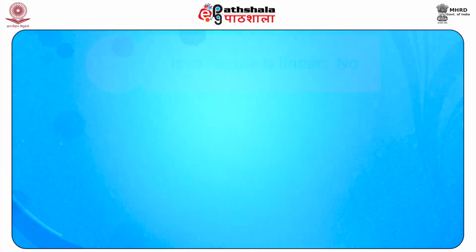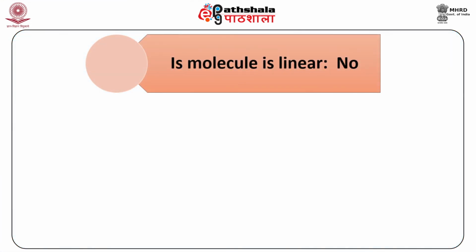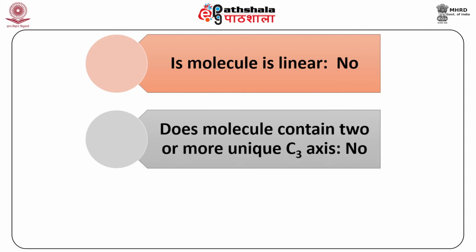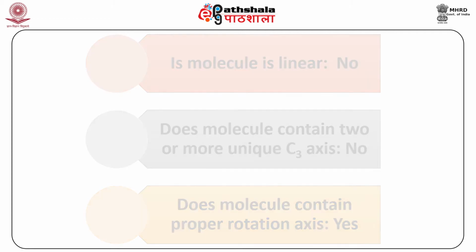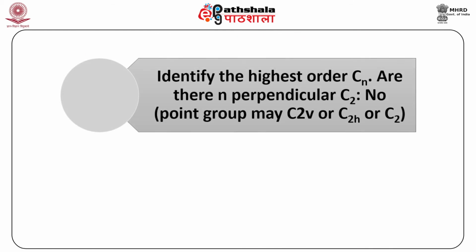So we would ask ourselves, obviously the first question, is the molecule linear? No, the molecule is not linear. Does the molecule contain two or more unique C3 axes? No, it does not. It contains a C2 proper axis. Does the molecule contain a proper axis of rotation? Yes, it does. It contains a C2 axis, the proper rotation axis. Now we have to identify, after these three questions, the highest order of Cn, which is 2.